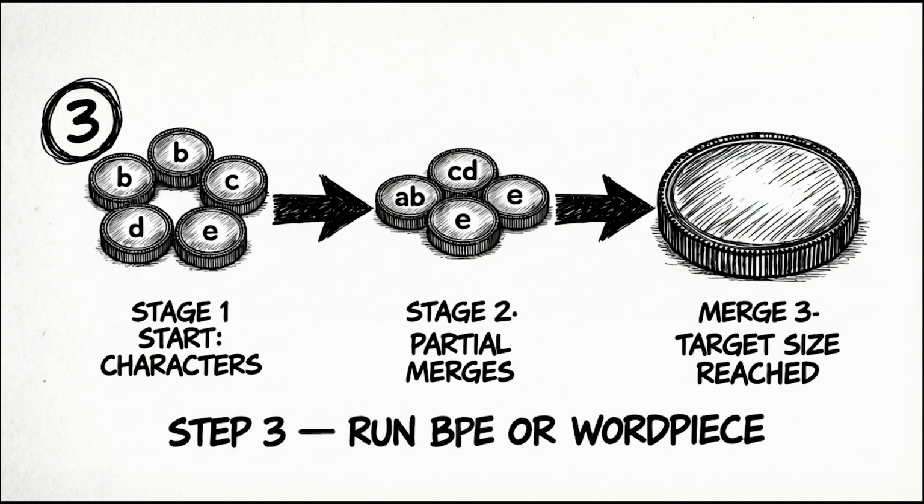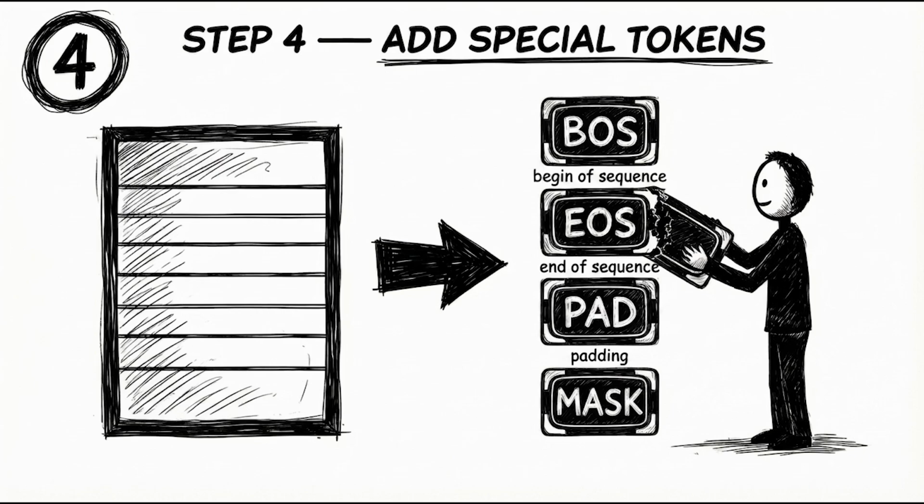BPE, WordPiece, or any other algorithm begins from individual characters or bytes and repeatedly merges frequent pairs until the vocabulary reaches the target size. Step 4. Add special tokens. Once the core vocabulary is built, special tokens are added manually. Beginning of sequence, end of sequence, padding, and any tag-specific markers that the model will need.